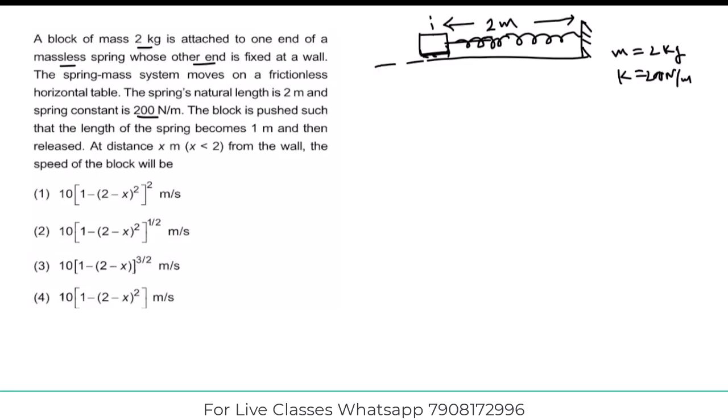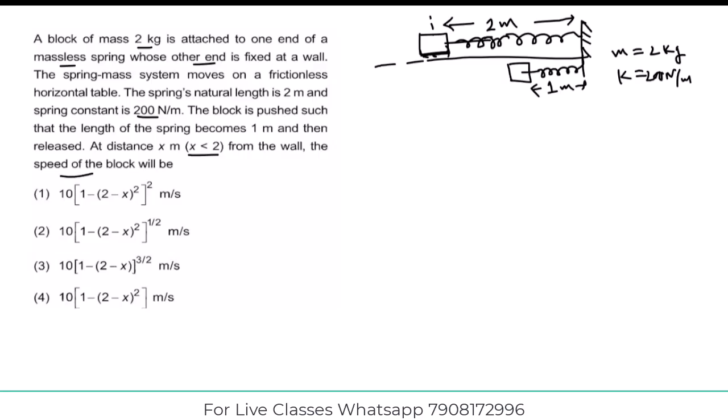The block is pushed such that the length of the spring becomes 1 meter. So now it is pushed in this direction, so the length becomes 1 meter. So now its position is here. So this length becomes 1 meter. Then released. Now it is released, at a distance x meter, that is x less than 2 from the wall, the speed of the block will be.